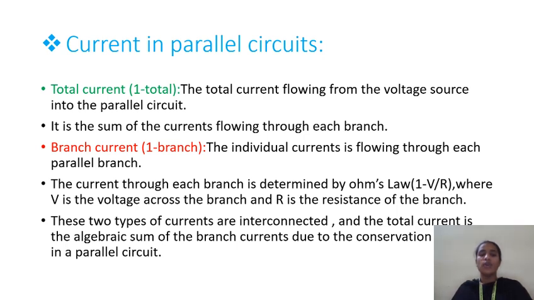The current through each branch is determined by Ohm's law, I = V/R, where V is the voltage across the branch and R is the resistance of the branch. These two types of currents are interconnected, and the total current is the algebraic sum of the branch currents due to conservation in a parallel circuit.